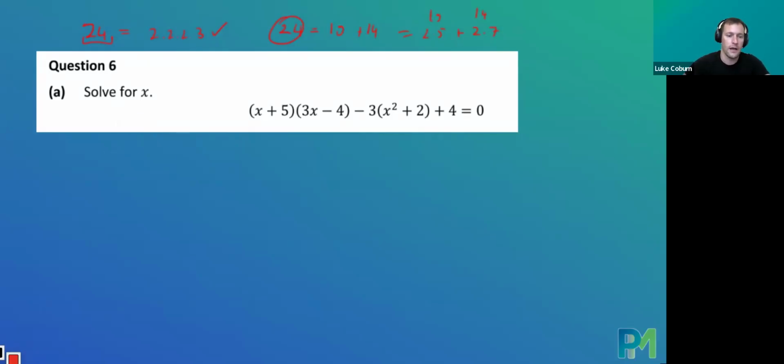So let's, I'm just going to draw out my arrows. This is going to be this times this, this times this, this times this, this times this. And then it's going to be this minus 3 times all of this, and then the plus 4. So it's going to be x times 3x, that's 3x squared. X times minus 4, that's minus 4x. 5 times x, that's 15x. Then 5 times this is minus 20. And then minus 3 times x squared. And this is where people make mistakes. Oh man, they say plus 6.